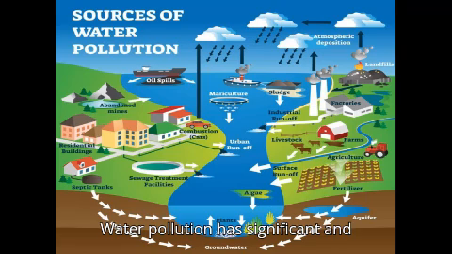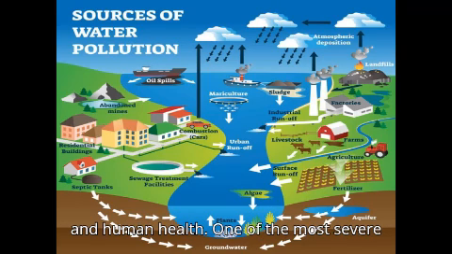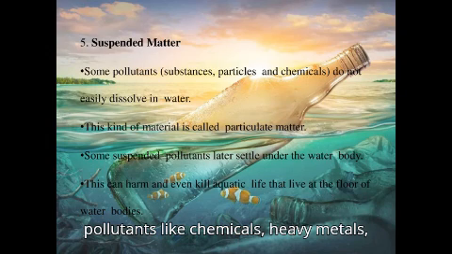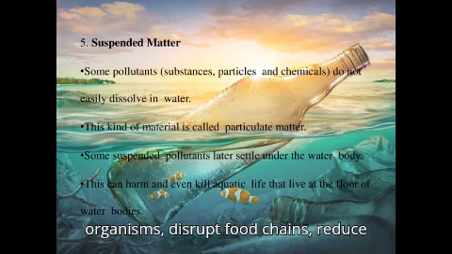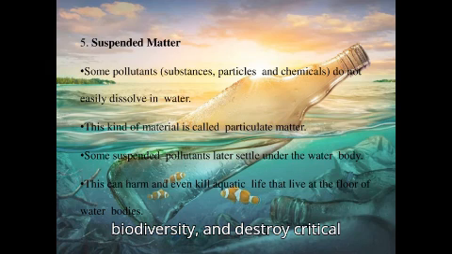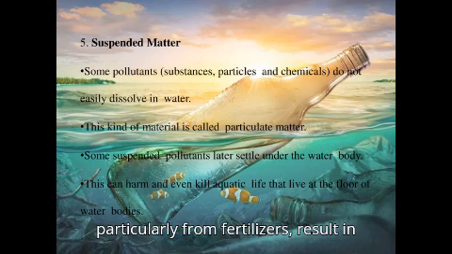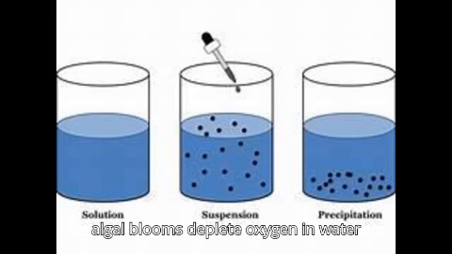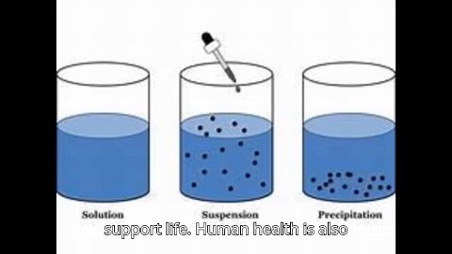Water pollution has significant and far-reaching effects on both ecosystems and human health. One of the most severe impacts is on aquatic ecosystems, where pollutants like chemicals, heavy metals, and plastics harm or kill aquatic organisms, disrupt food chains, reduce biodiversity, and destroy critical habitats such as coral reefs and wetlands. Excessive nutrients, particularly from fertilizers, result in a process known as eutrophication, where algal blooms deplete oxygen in water bodies, creating dead zones that cannot support life.